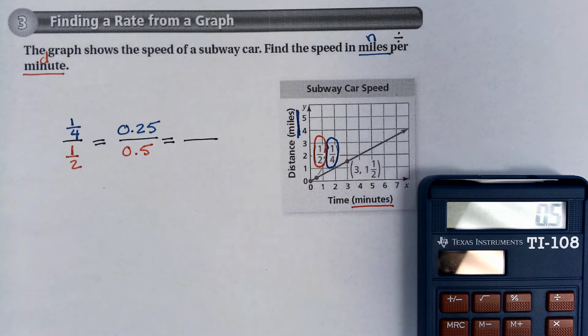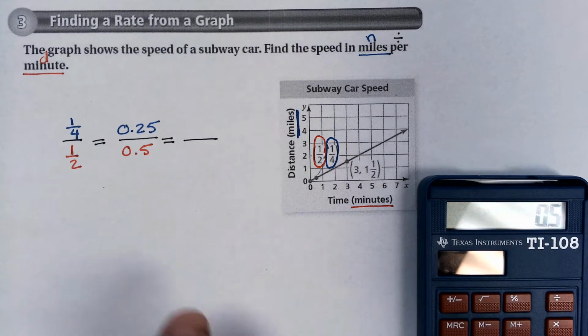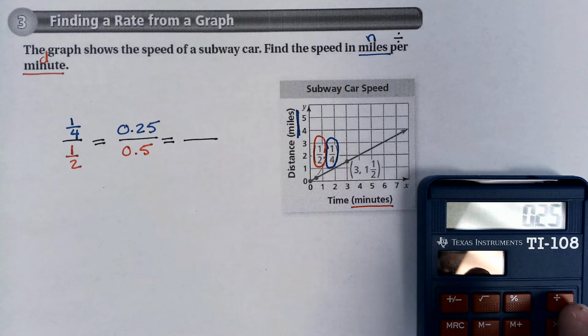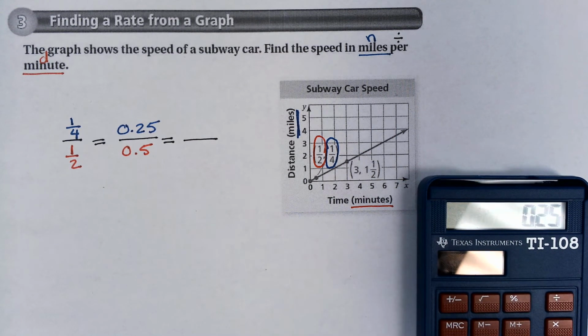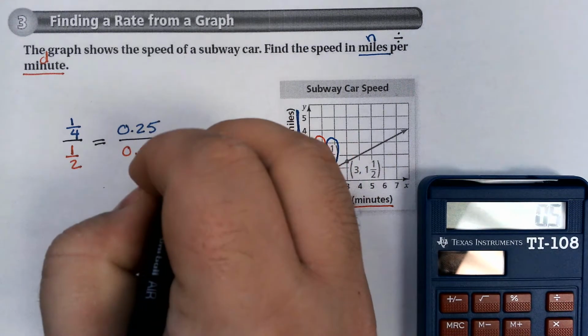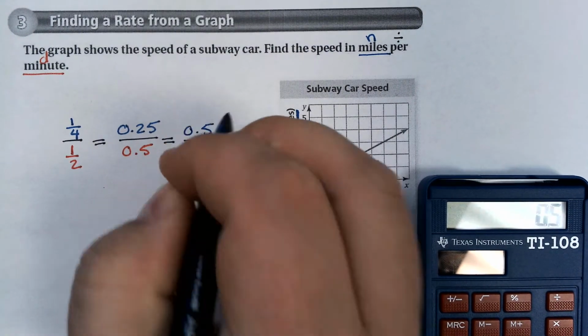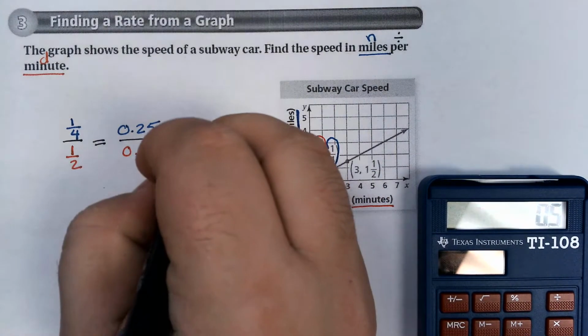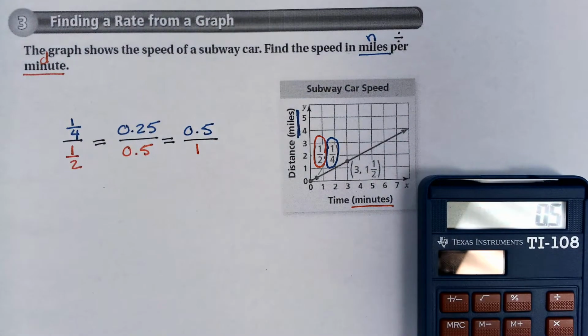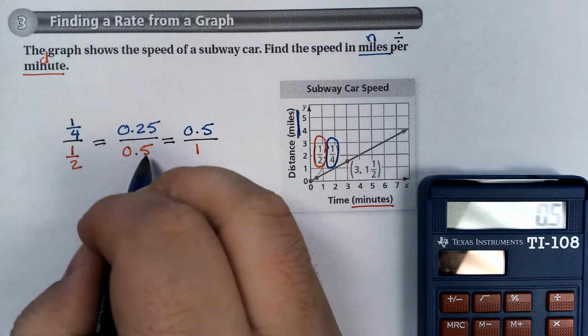Well, there's a couple of ways I could think about it. The easiest thing to do is to convert this fraction to a single decimal, which means I'm going to take 0.25 and divide it by 0.5. That's going to give me 0.5 over 1. Now, I just showed on the calculator how I got that answer, but here's another way I could have gotten that answer.